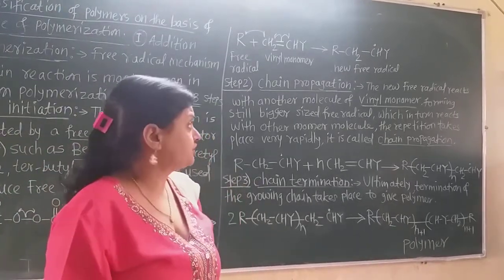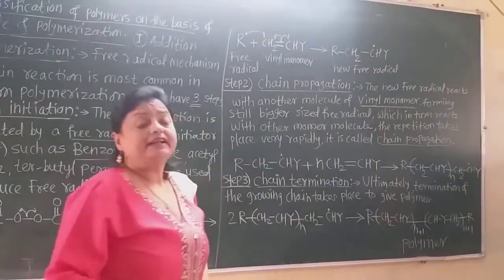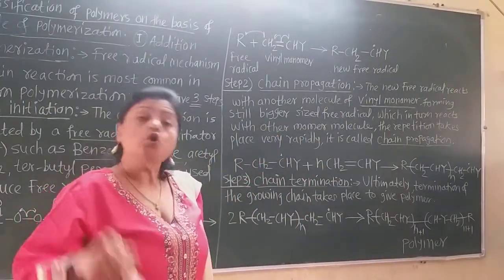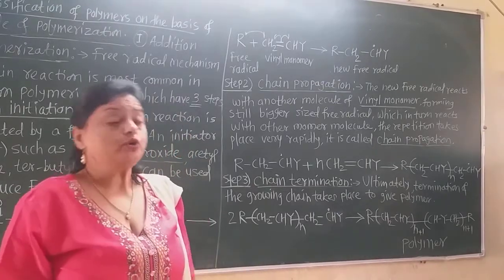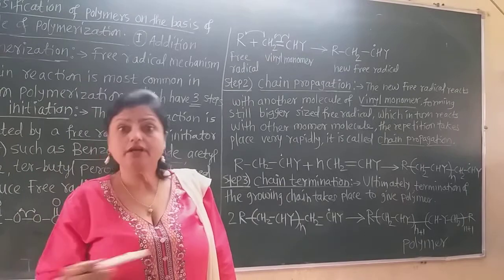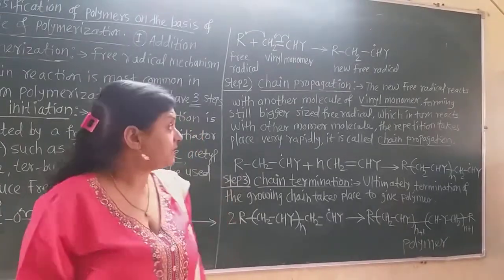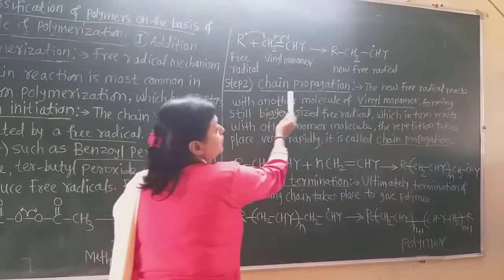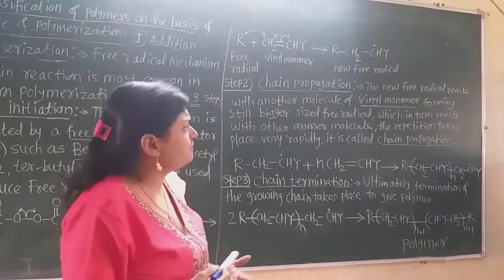This is the chain initiation step. This is the first step. Now this new free radical can react with the monomers, other molecules of monomers, to give a still bigger and bigger free radical in the next step, that is the chain propagation step. As the name suggests, it is the chain propagation.